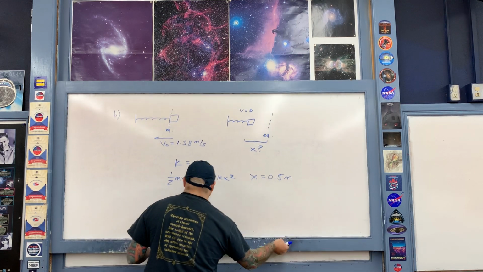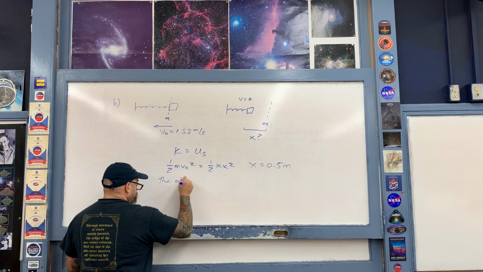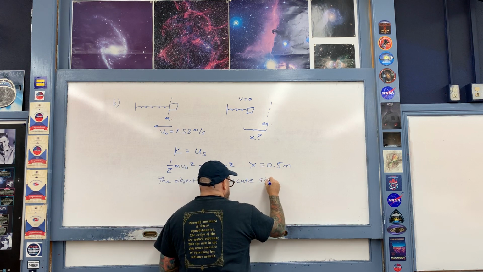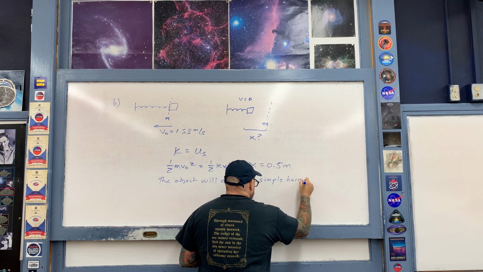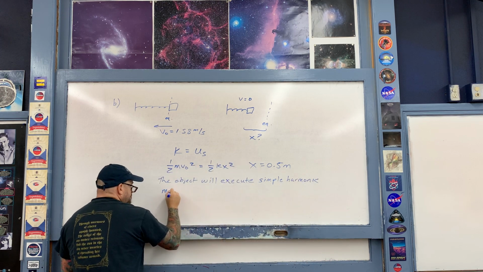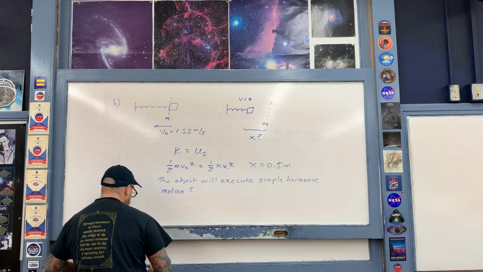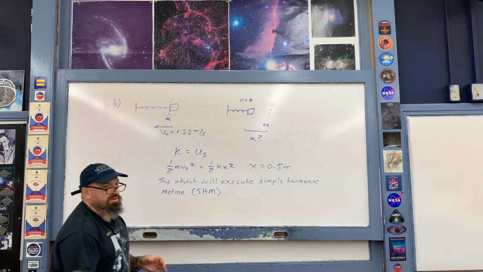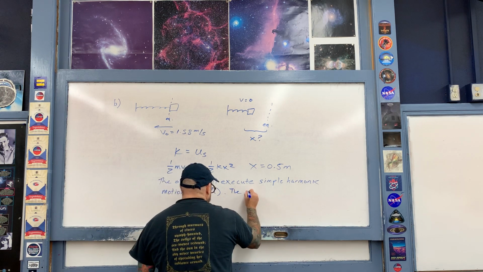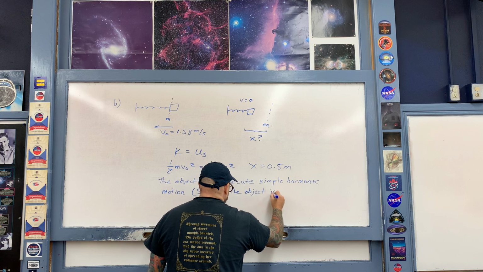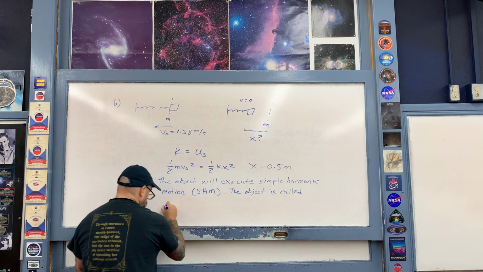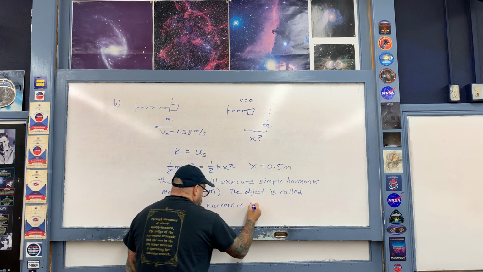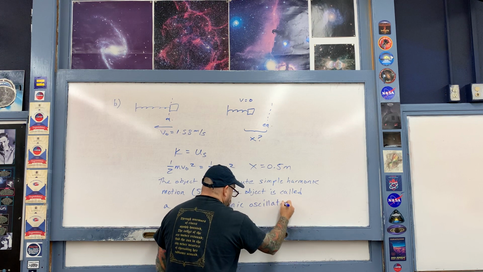But for now, the object will execute simple harmonic motion. Simple harmonic motion, by the way, is abbreviated as SHM. And the object itself is called a simple harmonic oscillator. A simple harmonic oscillator is abbreviated as an SHO.